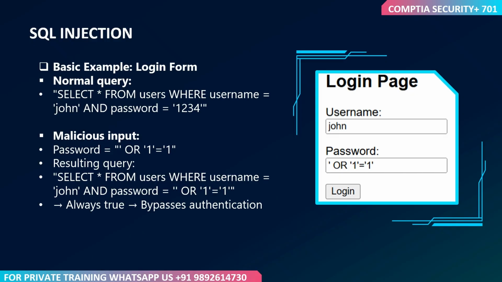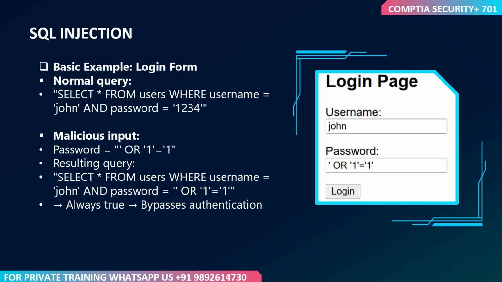Or is 1 equal to 1? And guess what? 1 is always equal to 1. So the whole condition becomes true and the database says, well, yeah, that checks out. And just like that, the attacker might be logged in even though they never gave the right password. That's SQL injection in its simplest form. It's like tricking the system into accepting a fake key just because you figured out how the lock works.